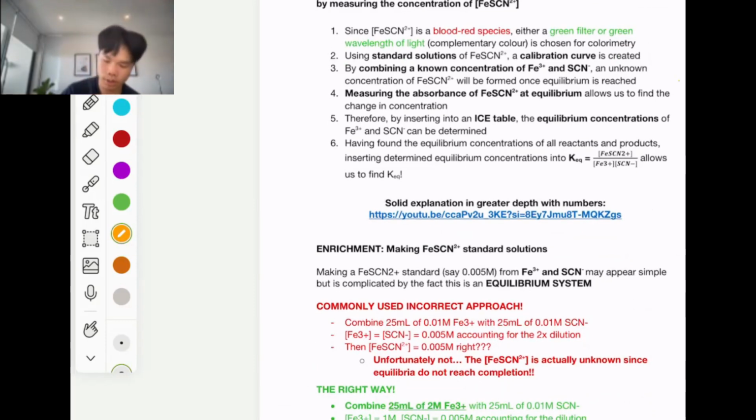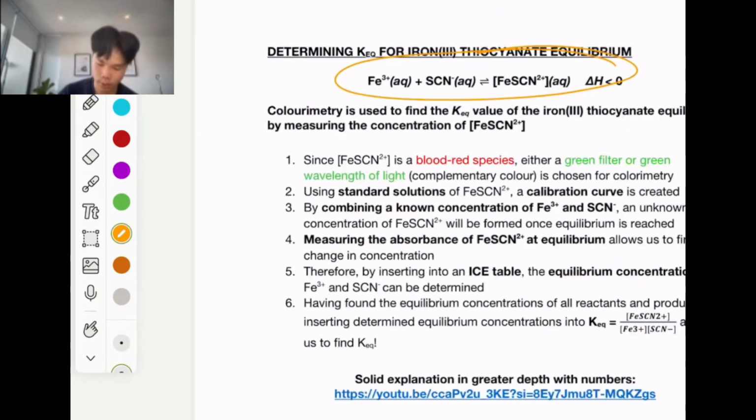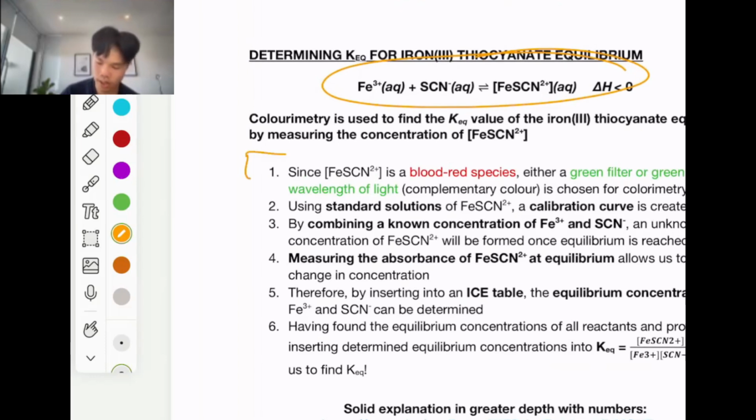So to actually find KEQ, they ask you to find it for the iron thiocyanate equilibria. The equation's at the top here. And the method includes selecting the right color filter. So if it's blood red, you're going to choose a green filter or a blue-green filter. You take standard solutions of iron thiocyanate and you create that calibration curve we just talked about, where you have absorbance versus concentration.